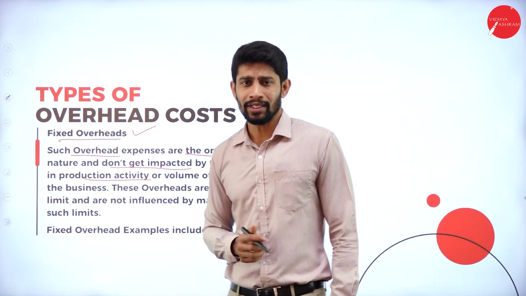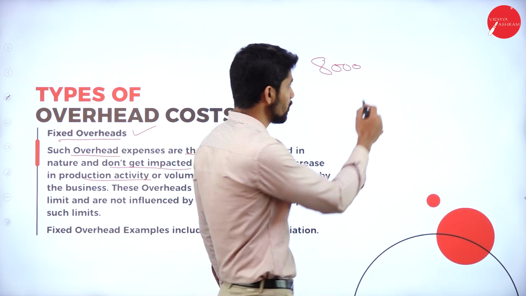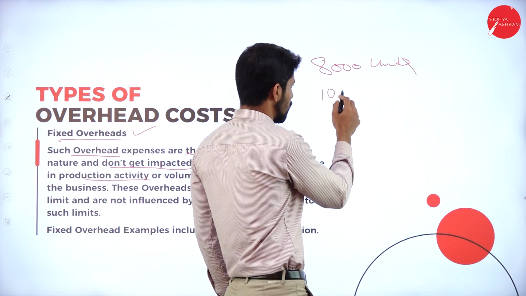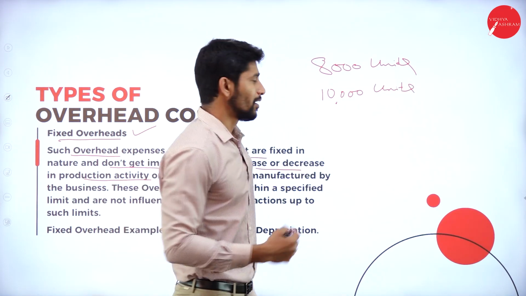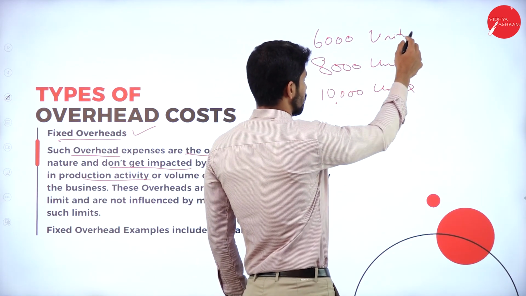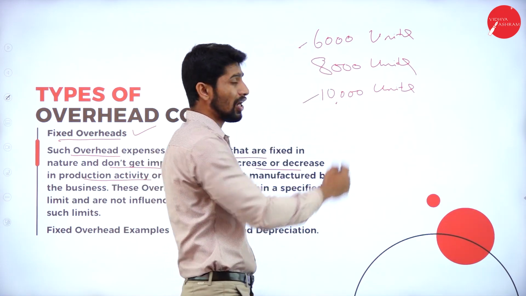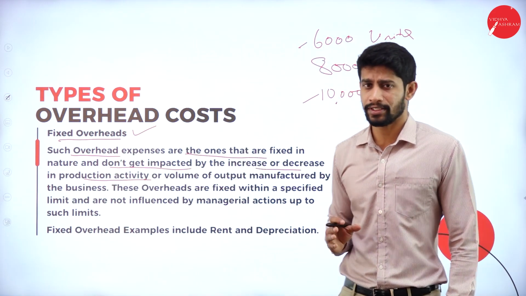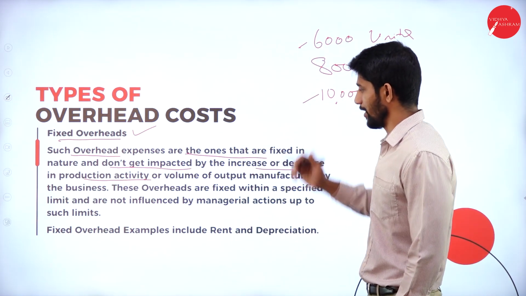Okay, you are producing 8,000 units of products. Suddenly you increase it to 10,000, and after a few days you decrease it to 6,000 units. See, whether you are producing 8,000 units, 10,000 units or 6,000 units of products, this fixed overhead, fixed expenditure remained fixed. It will not get changed.